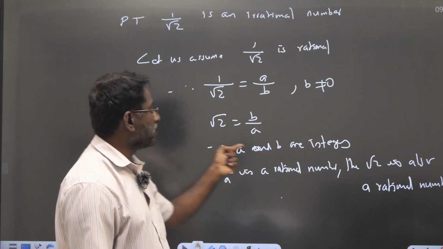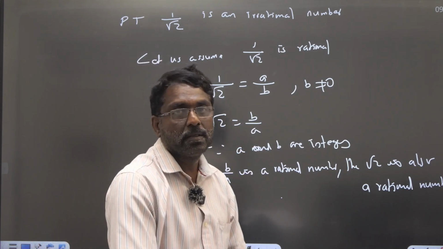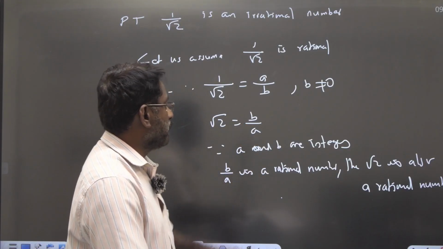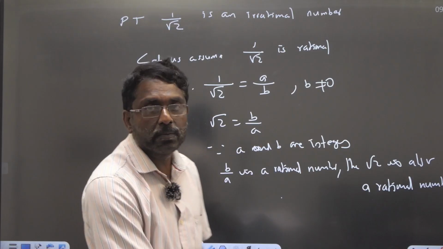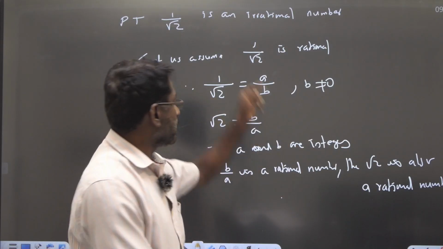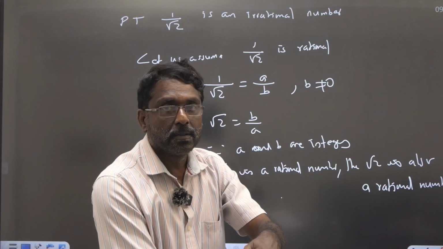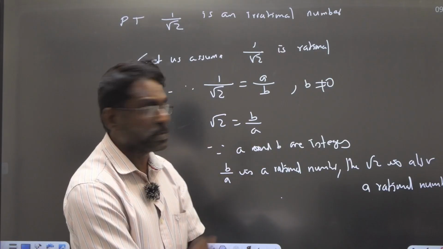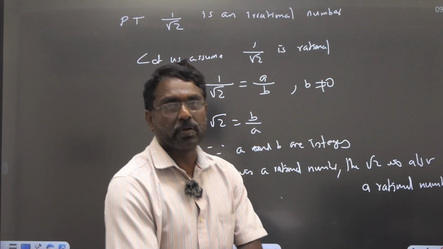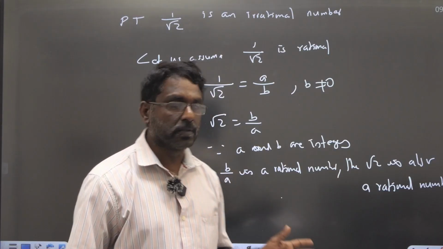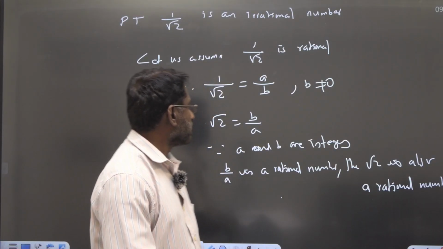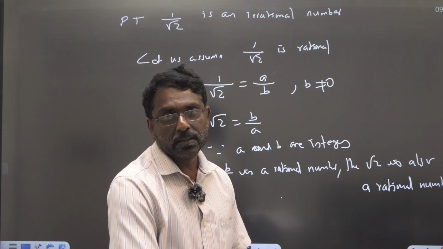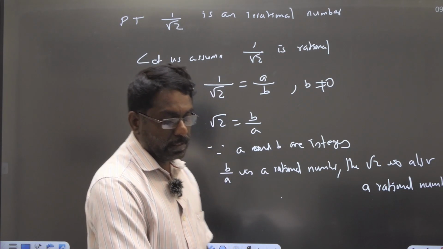But already we have root 2 is an irrational number, but b by a is a rational number. Then how can root 2 be equal to b by a? That is impossible. That is never possible. It contradicts our assumption. Our assumption is wrong. So it is very clear that root 2 is an irrational number.